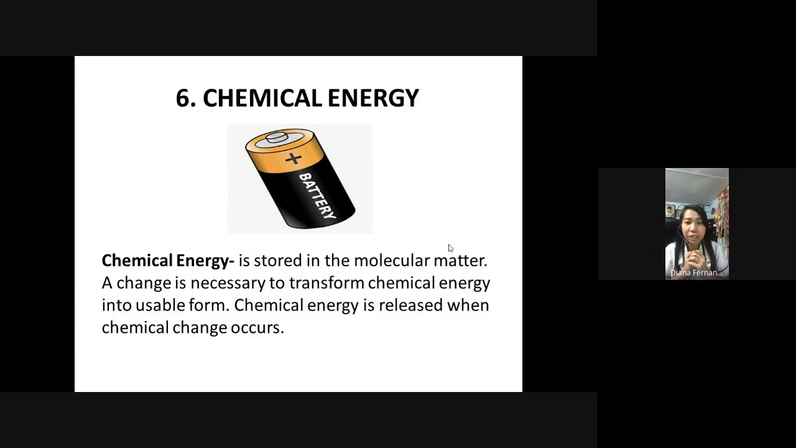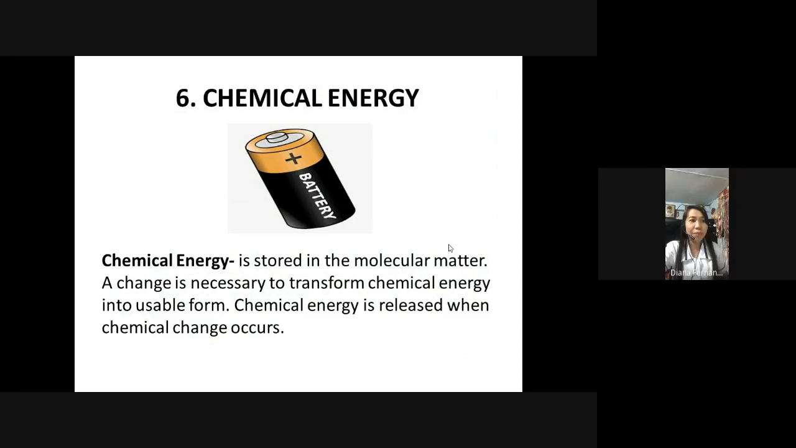For example, flashlight. Para magamit natin ang chemical energy, which is the example, the dry cell, ilalagay natin siya sa flashlight. Hindi ba? Pwede rin sa phone. Sa phone, nagagamit din ang chemical energy, which is the battery. Okay. Pwede rin sa laptop, pwede rin sa tablet. Yes, yes. So, it is stored, nakatago sa molecular matter.